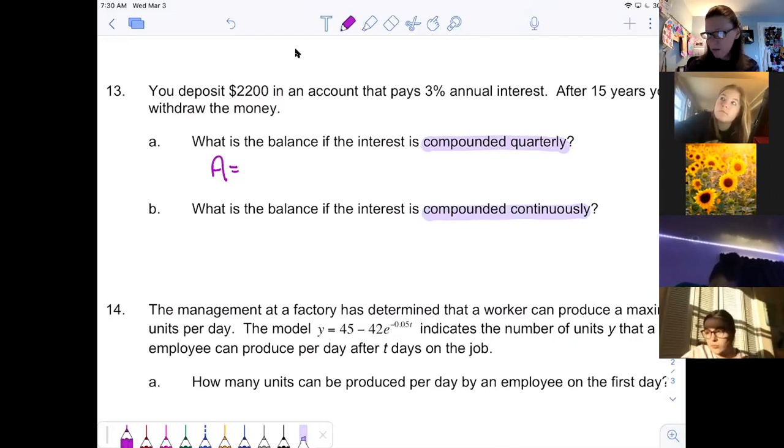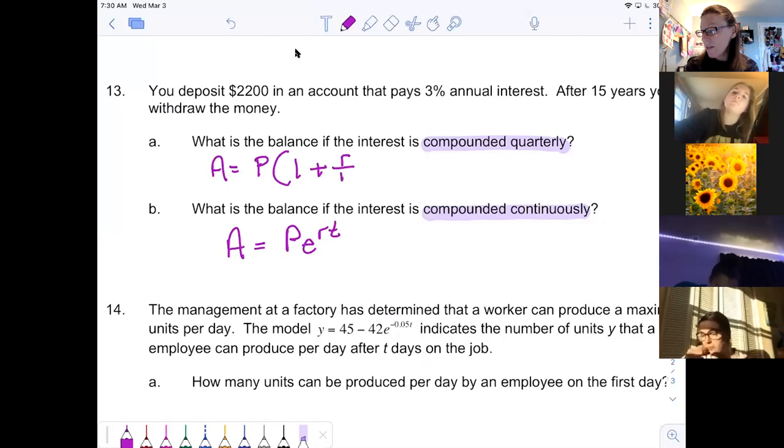Would it be PERT? That would be if it's continuously. So that's our PERT formula. Okay. What was the other formula? Would it be like the R over N? Yes, yeah. So we have the P, 1 plus R over N, and then the exponent is N times T.